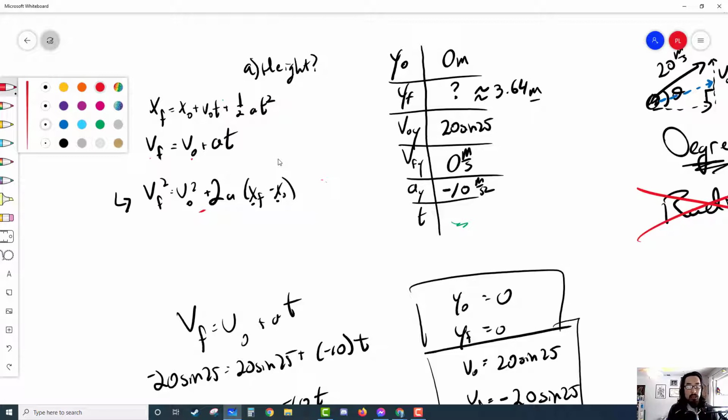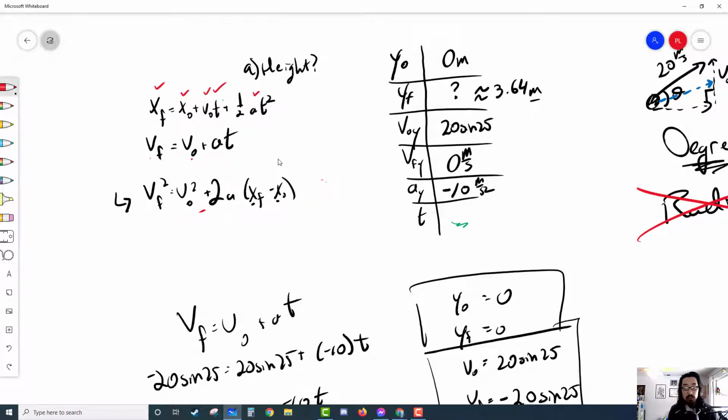All right, xf is what we're looking for. xo is what we have. We have the initial velocity, we have time, we have acceleration. In fact, it's 0, so that really cleans things up for us. And therefore, we have the equation that we can use. We can use the first one.